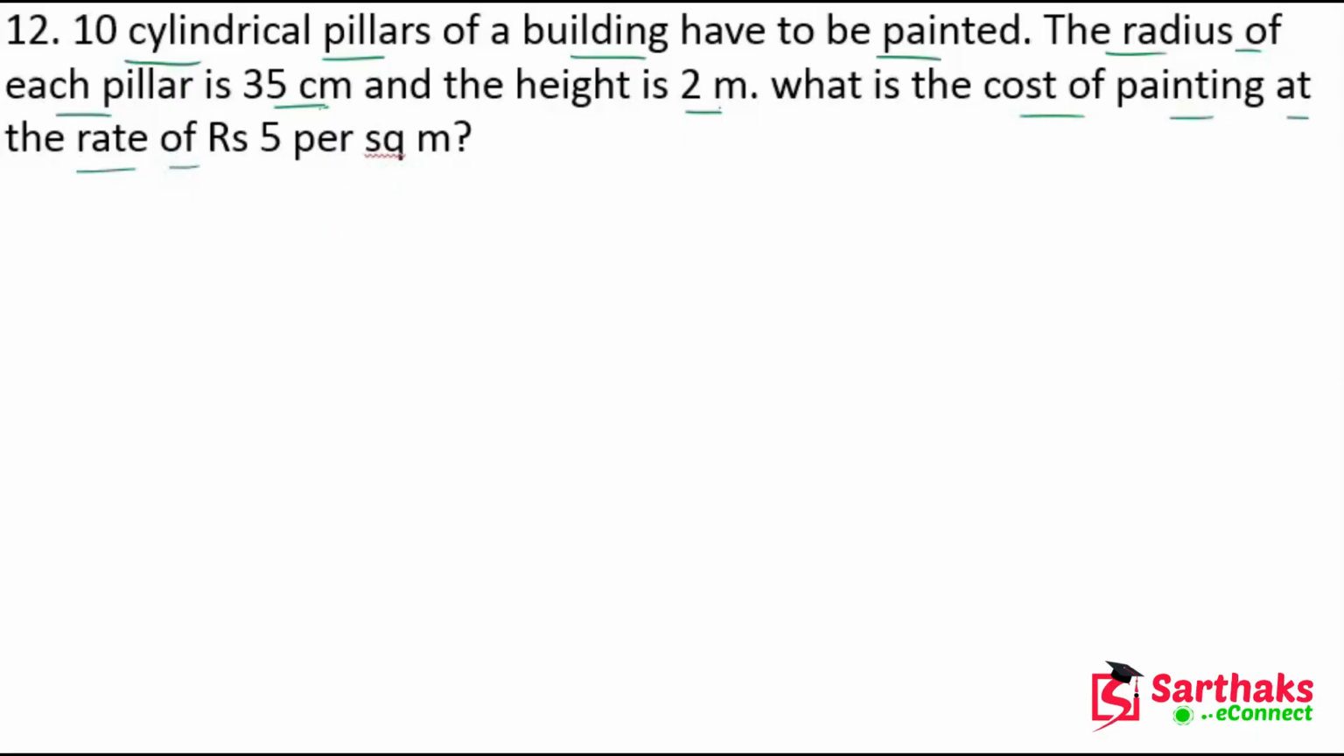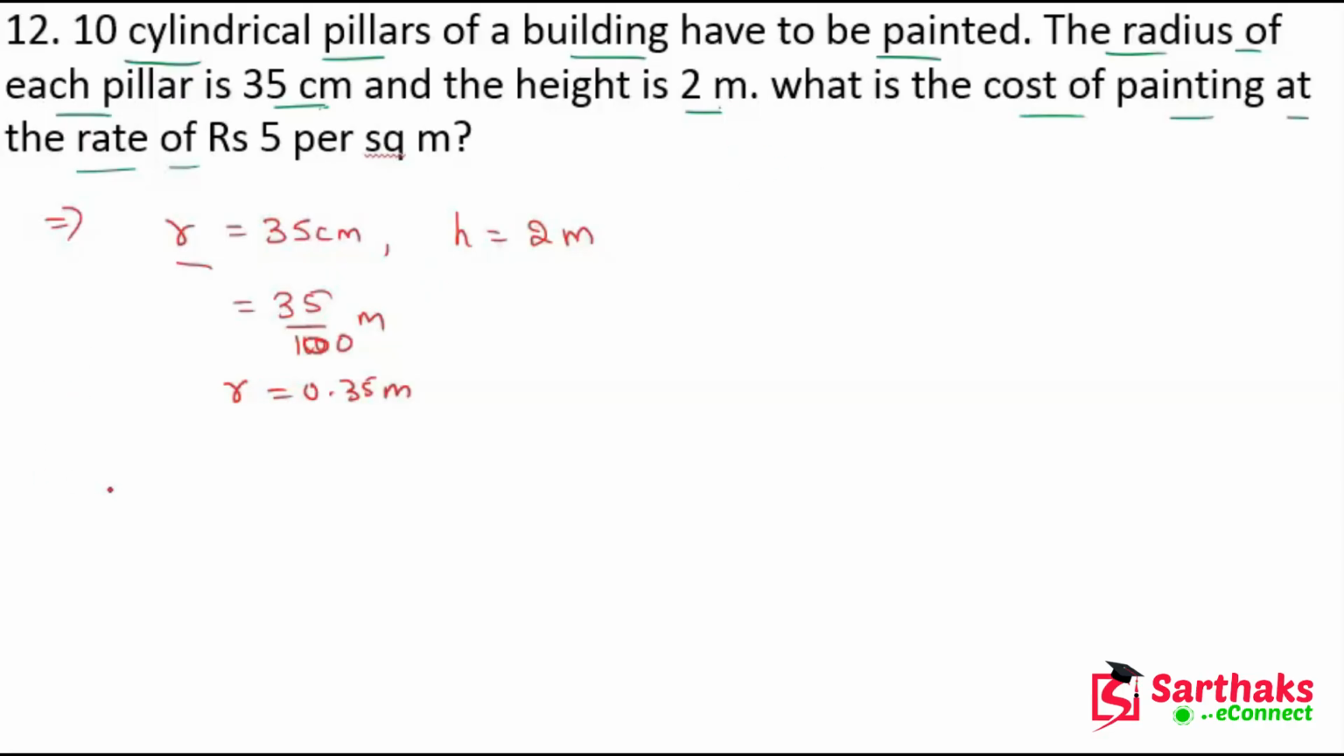Okay. Now we have radius which is 35 centimeter, and we have height which is 2 meter. Now either you have to convert the unit of radius, or you have to convert the unit of height. Okay, we are converting the radius. So here is 35 divided by 100, we get in meter, 0.35 meter. So the radius is 0.35 meter. Okay, I hope you get this point.